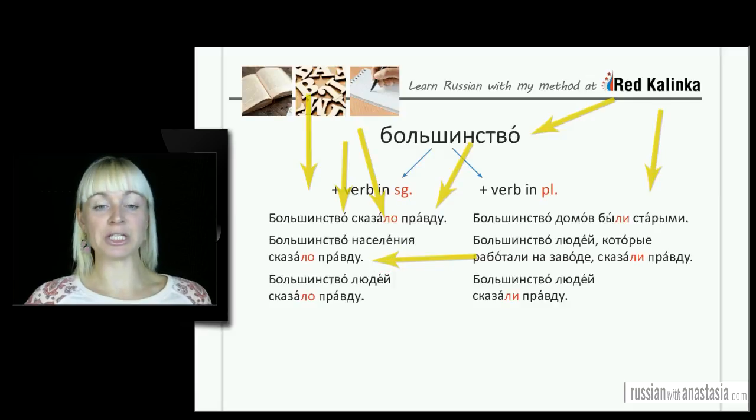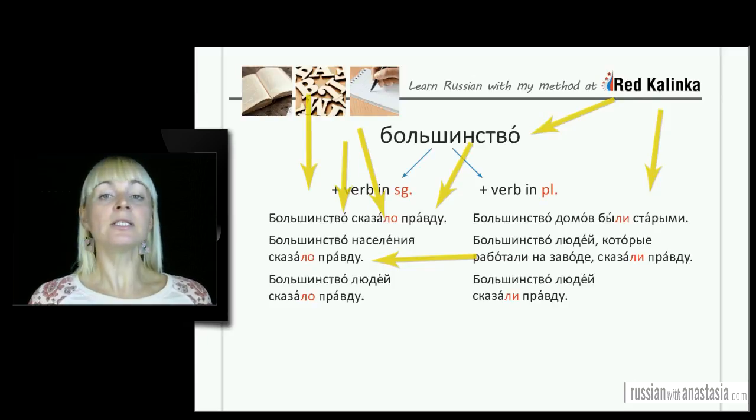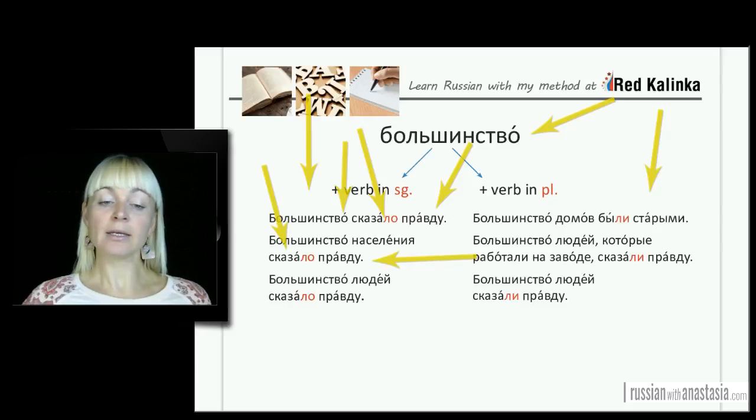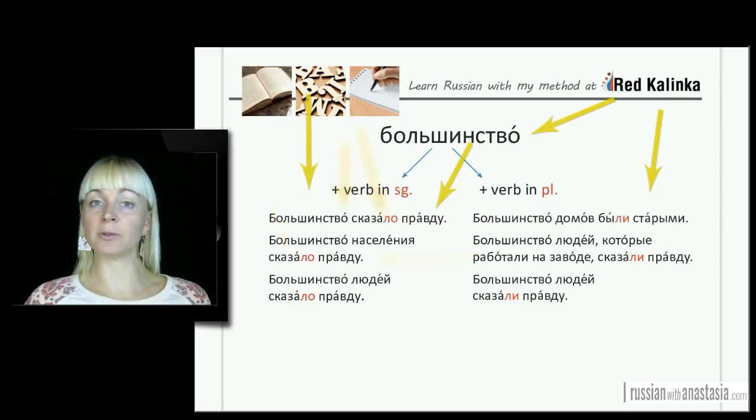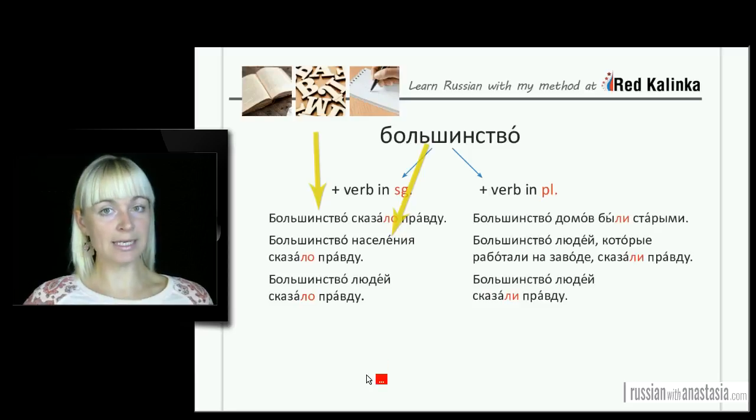Now another situation. Большинство населения сказало правду. Населения means population, the majority of the population. It's in genitive singular. It's very important, genitive singular. That's why it's better to use the verb in singular. So you already have two situations. When we have no noun after большинство, use singular. When you have a noun in genitive singular, use singular.